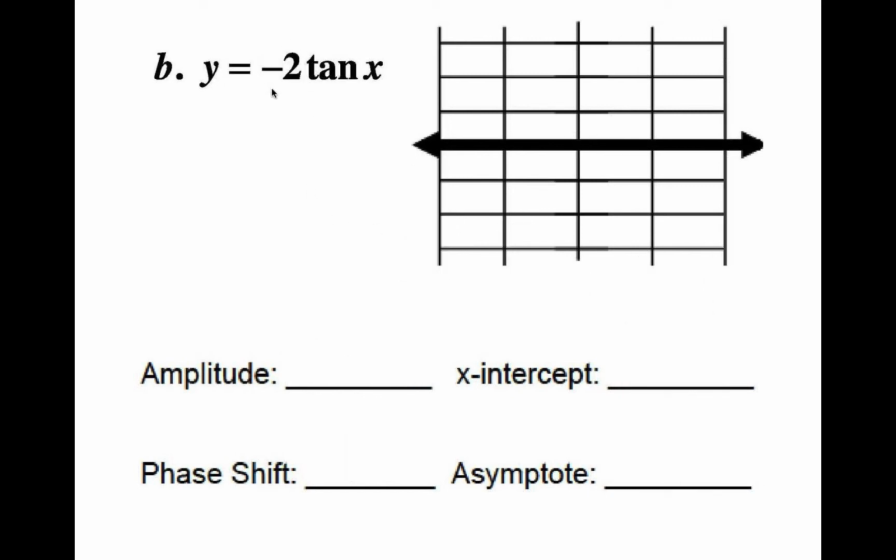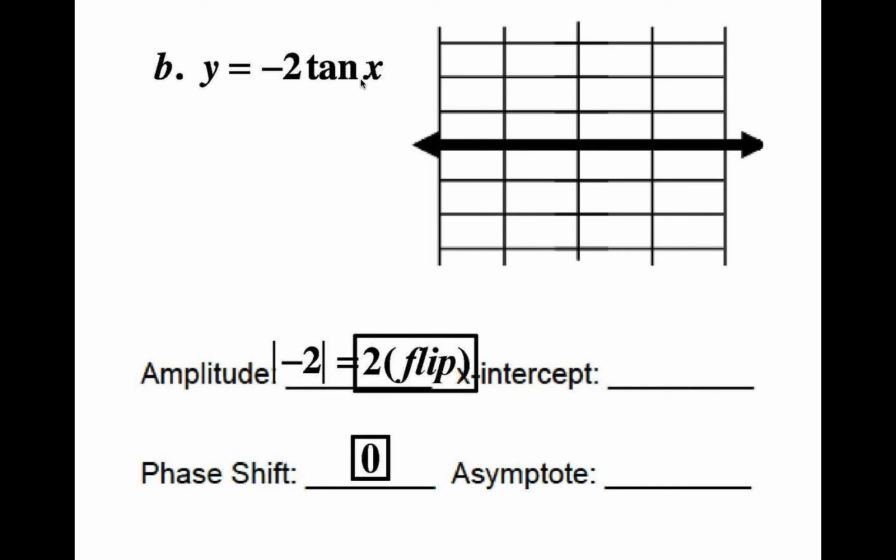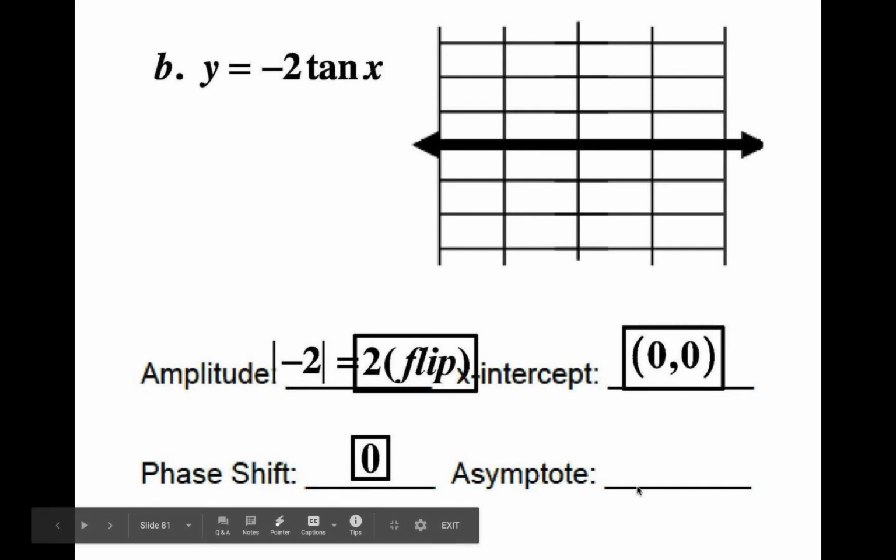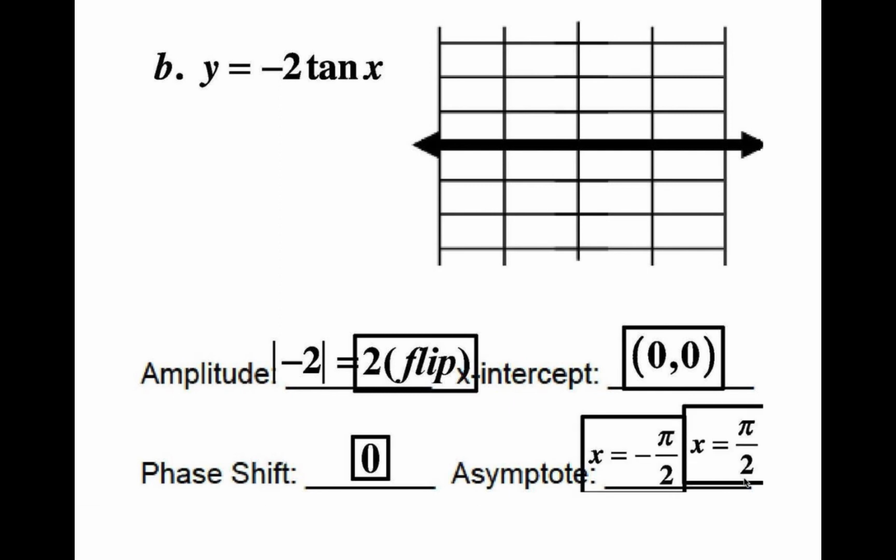For B, absolute value of negative 2 is 2, but there is a flip on the graph over the x-axis. This has no parentheses, so there is no phase shift. Your x-intercept then does not move. It stays at 0, 0. And then your asymptote is going to not move. It's going to stay at x equals negative pi over 2 and positive pi over 2.